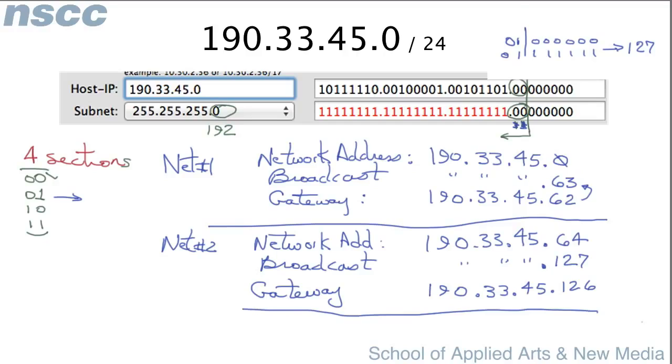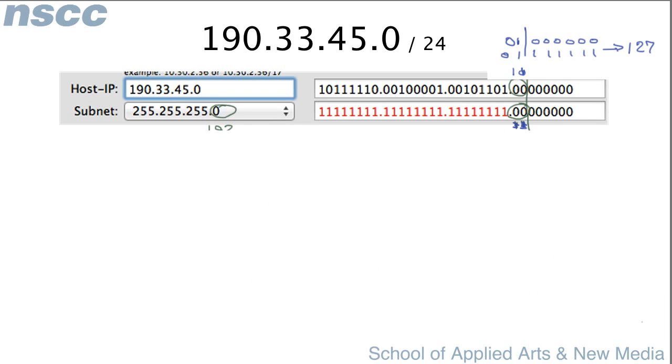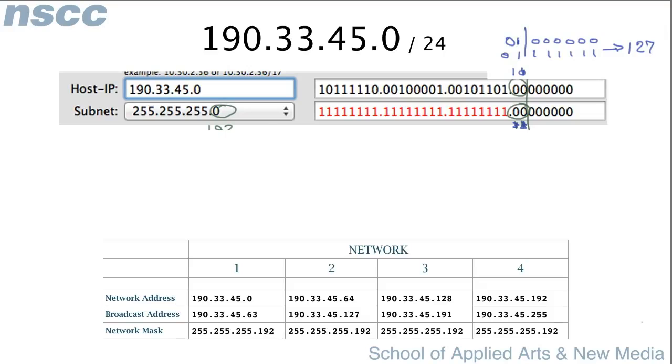So we continue on that with these 2 bits, changing them next for network number 3 to a 1, 0, and then finally to a 1, 1. And what we would get, oops, you can go through that as an exercise. And what we get here is this for our 4 networks.